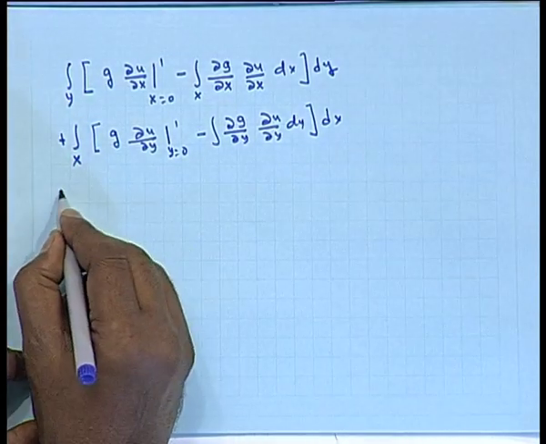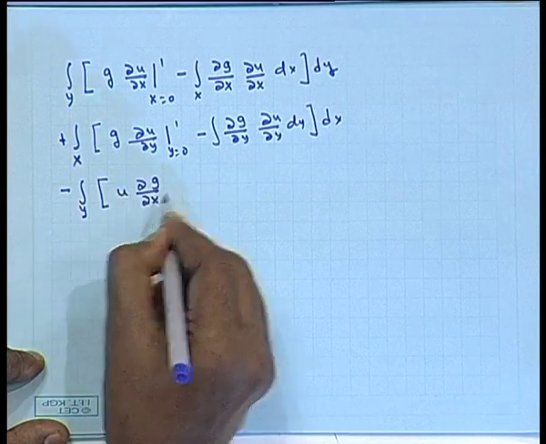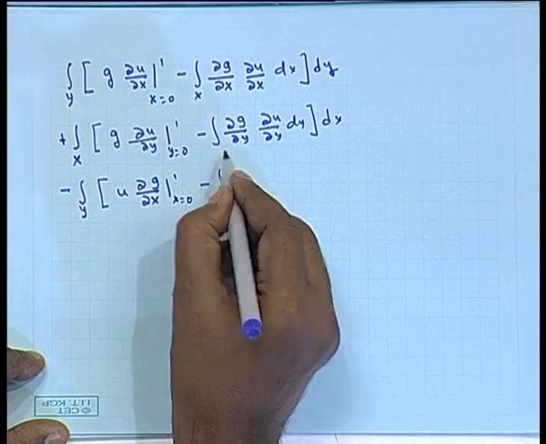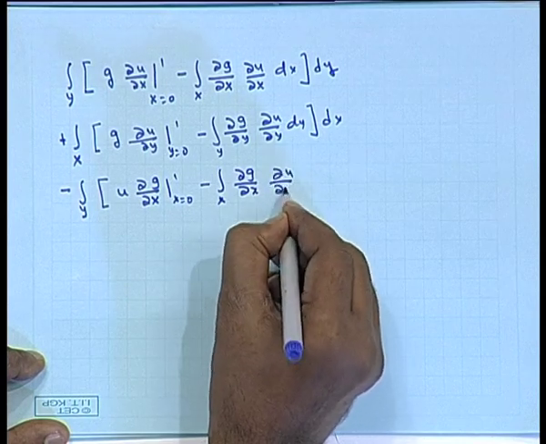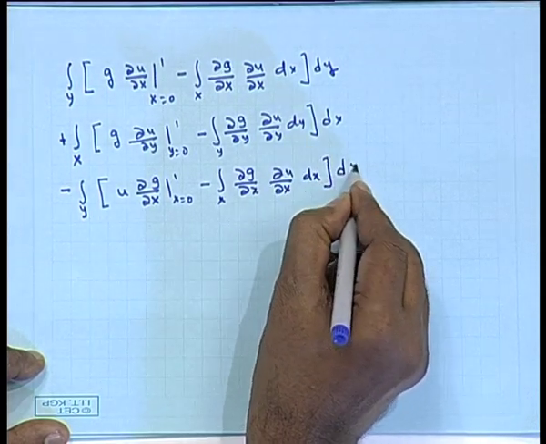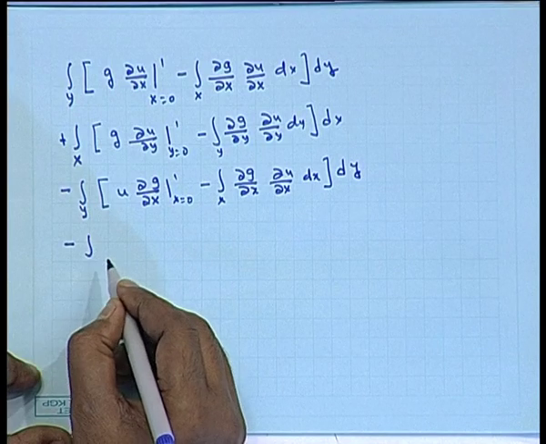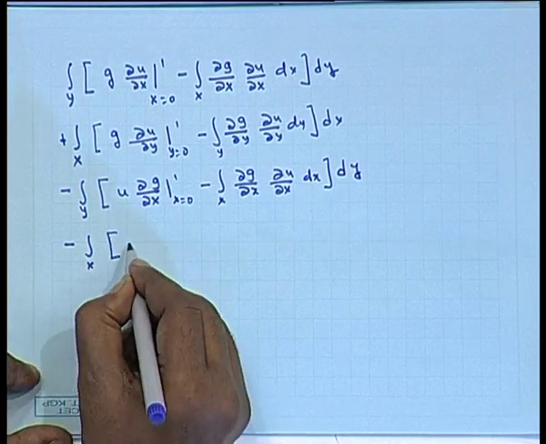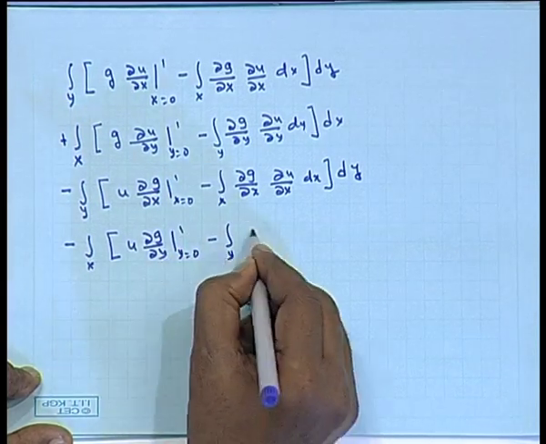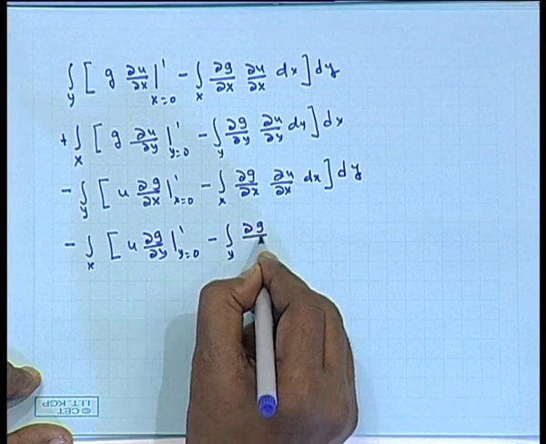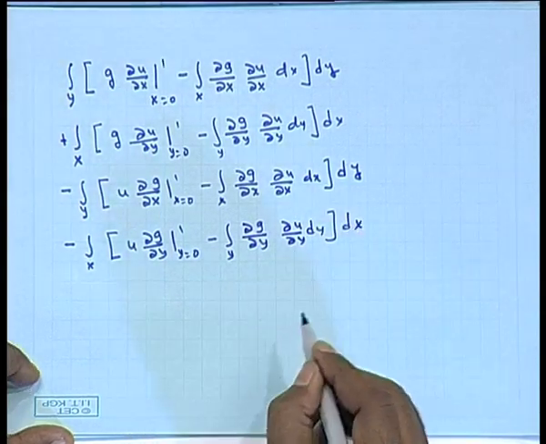The next one will be y u del g del x over x equal to 0 to 1 minus this over x del g del x del u del x dx. The outer integral remains the same. The fourth one is x u del g del y from y equal to 0 to 1 minus y del g del y del u del y dy. The outer integral remains the same.